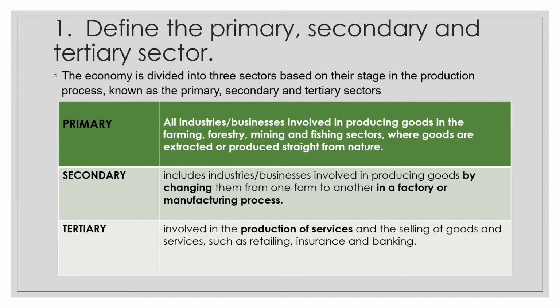Secondary sector include industries or businesses involved in producing goods by changing them from one form to another in a factory or a manufacturing process. So the secondary sector involves the manufacturing of goods. The tertiary sector is also known as the service sector, and it is involved in the production of services and the selling of goods and services, such as retailing, insurance, and banking.